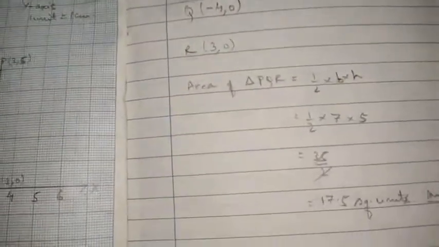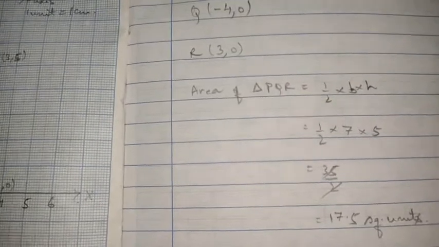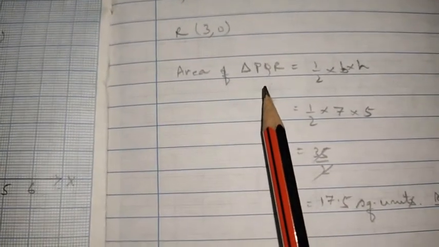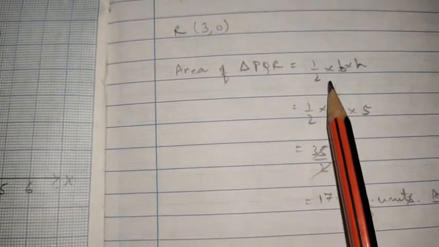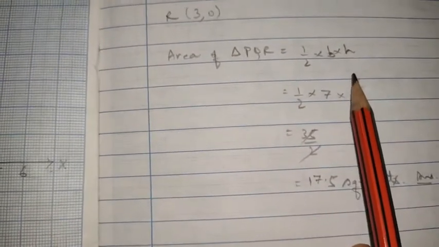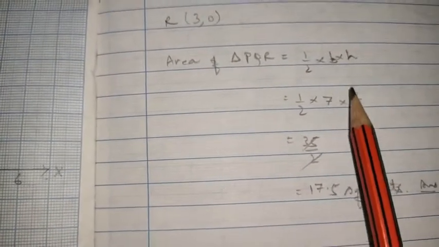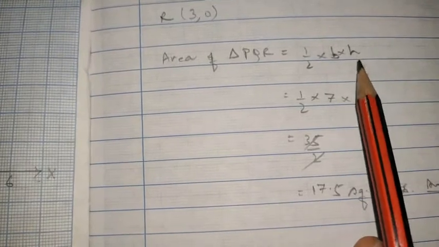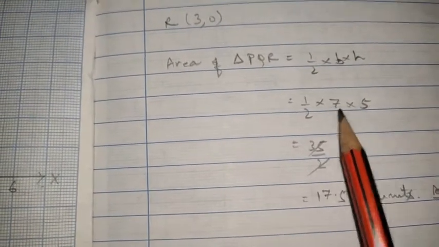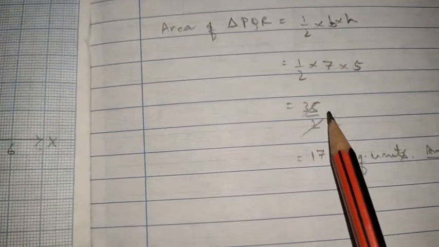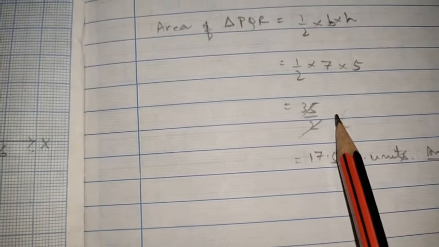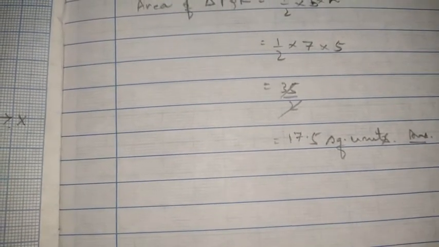The calculation part I've done on the right hand side of the graph paper, in which the area of triangle PQR is calculated using the formula half into base into height, where in place of base I've taken 7 units and in place of height I've taken 5 units. On multiplying, you can see that we get the value as 35 by 2 square units, which on further solving gives 17.5 square units, and in this way you can get the answer.